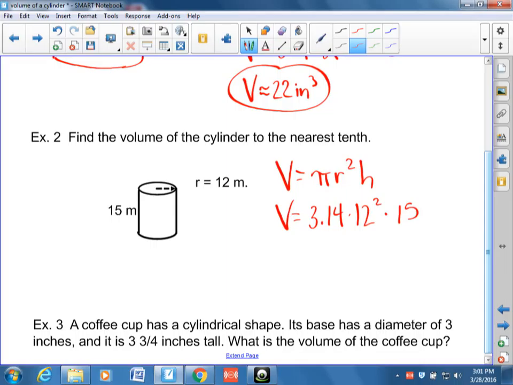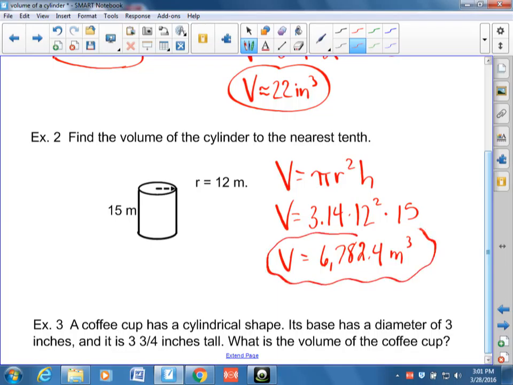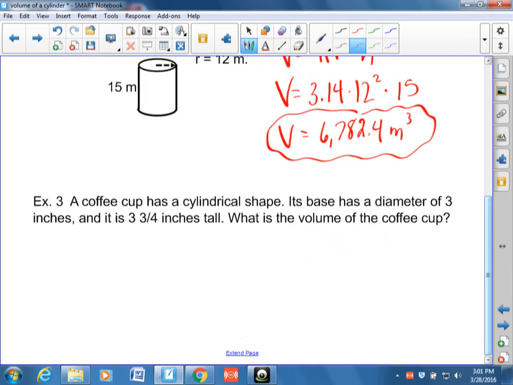Be very careful when you're subbing in. You can't just put either of the numbers in for the radius and square it. It will mess your problem up. So calculating, this one we don't have to do any rounding. Get 6,782.4 cubic meters. And there we are.